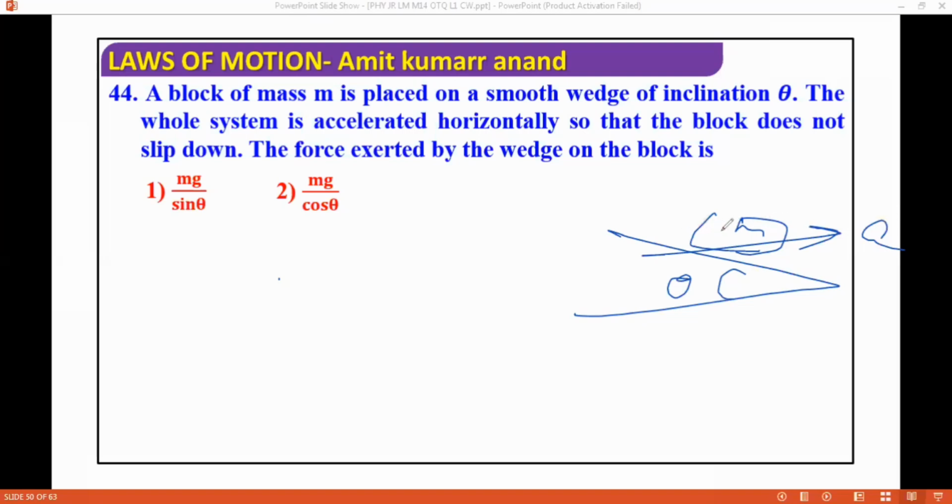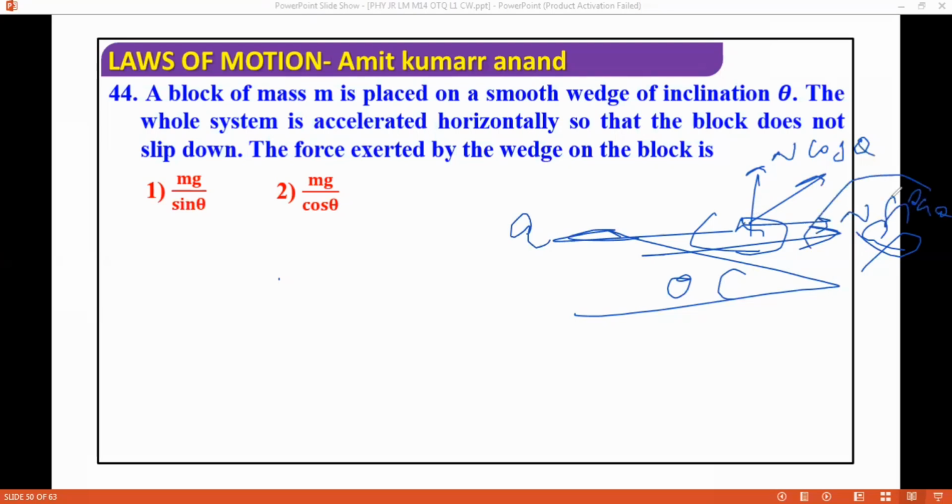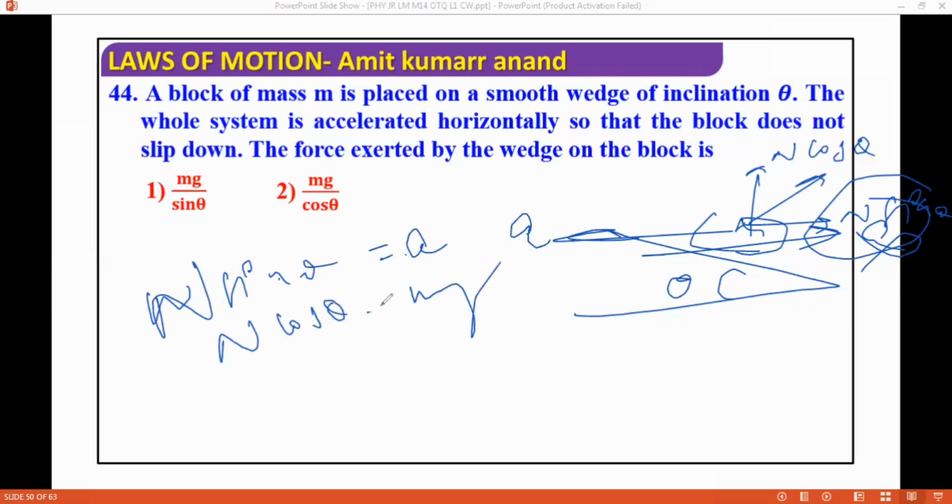Basically, what happens? The block experiences a pseudo force due to this acceleration, and this is the normal. Take the components of the normal: this will be n cos theta, and this will be n sin theta. So n sin theta equals ma, and n cos theta equals mg. Think like this, and you can get the answer.